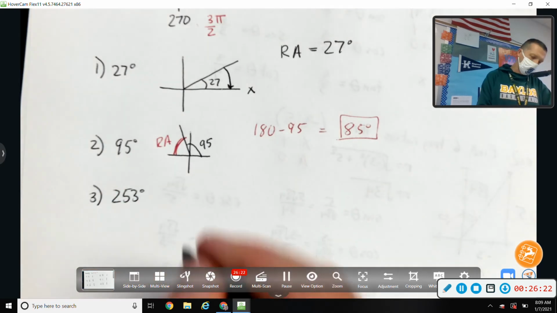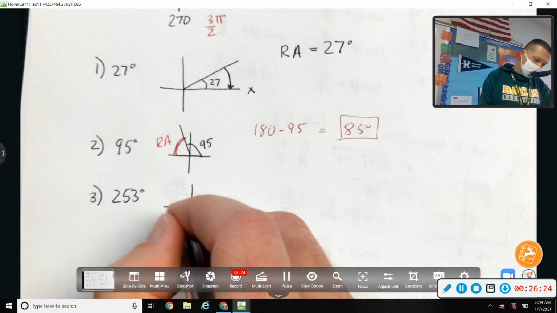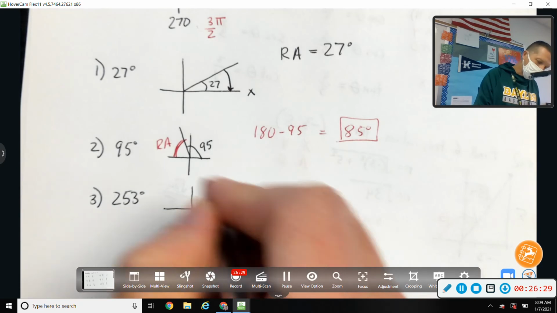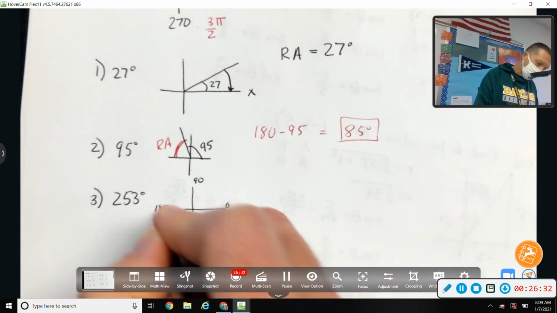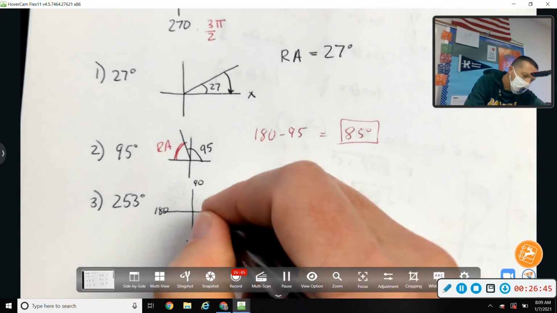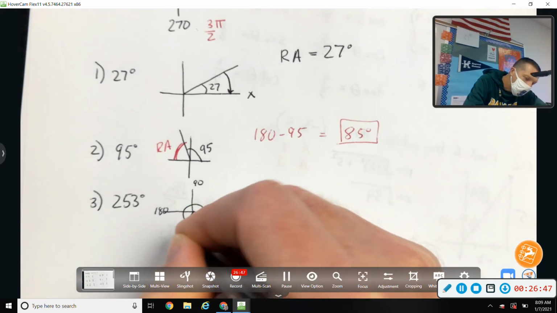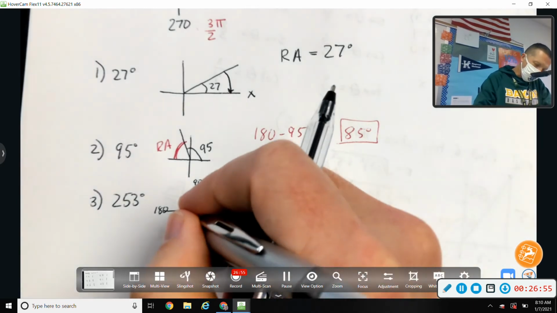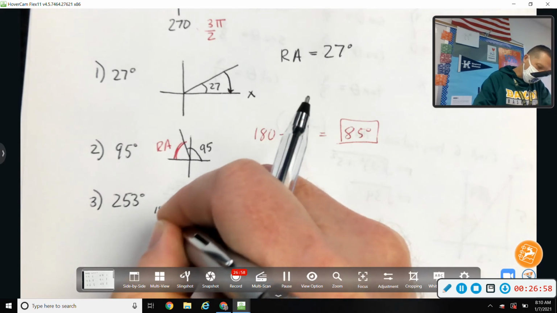253 degrees. Now we're getting crazy. 253. Let's see. 0, 90, 180, 270. You don't have to label those, but if you need to, it's certainly okay. So we're into the third quadrant, closer to 270 to 180. So again, your picture doesn't have to be perfect, just as long as you land it in the correct quadrant. So the reference angle would be sort of backing up to 180. There's the reference angle.